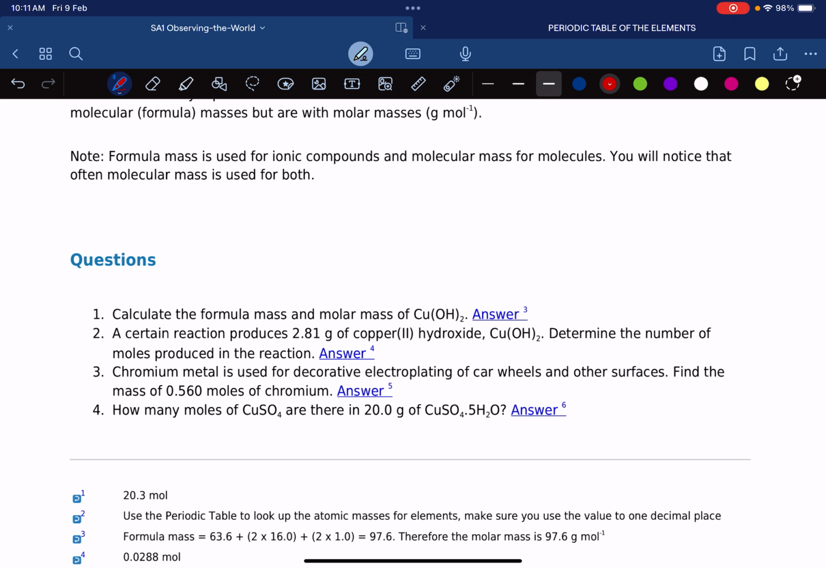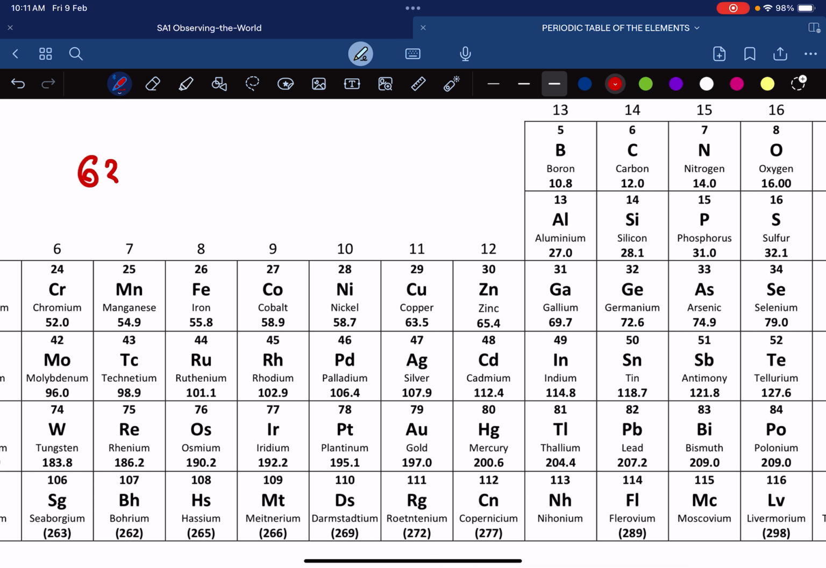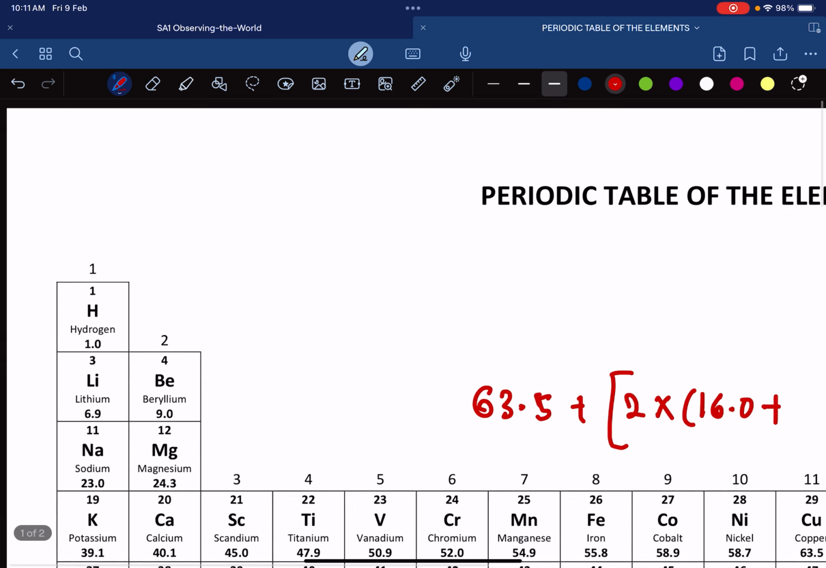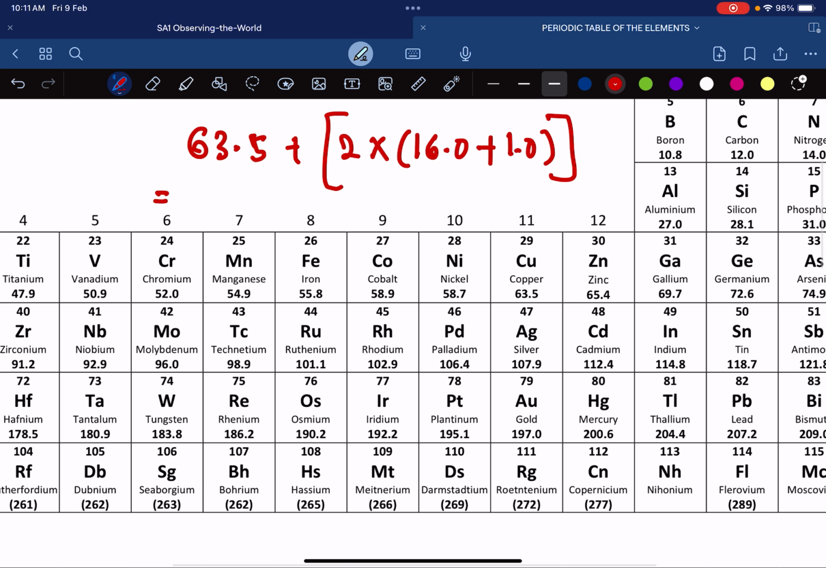So we're going to come to the periodic table. Let's look at copper. Where's copper? There's copper, 63.5. Copper hydroxide has 2 times oxygen, which is 16.0 given here, plus hydrogen, which is 1.0. Let's add these numbers up. So 34 plus 63.5, I get 97.5.